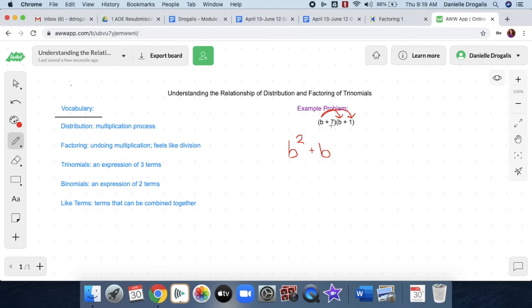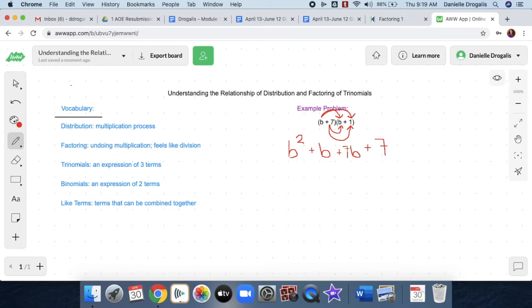So now we're going to go to the 7, a positive 7 here, and do the same thing. We're going to multiply that positive 7 to b and that positive 7 to the positive 1. And so 7 times b, because they're both positive, gets us a positive 7b. That's how I know to write adding here. And then 7 times 1, but they're both positive, will get us a 7.